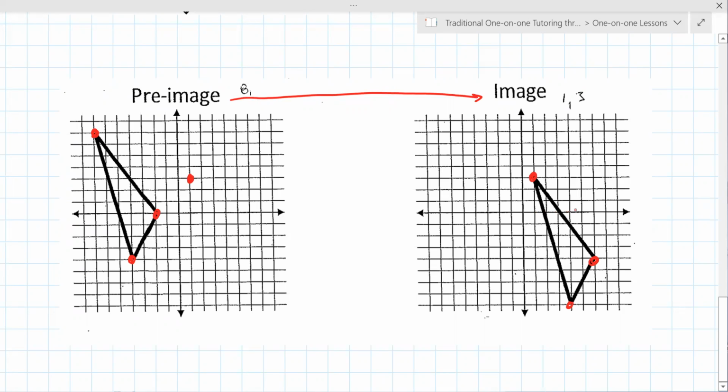Let's see here, and then that one is 1, 2, 3, 4, 5, 6, 4, 1, 2, 3, 4, 5, 6, down 4. And this one is 4 from there. Okay, so in your opinion, how do you go from the original one to the new one, or the pre-image to the image?